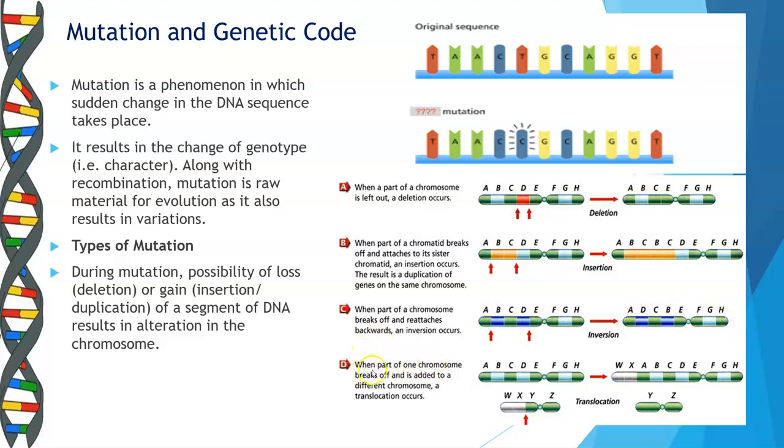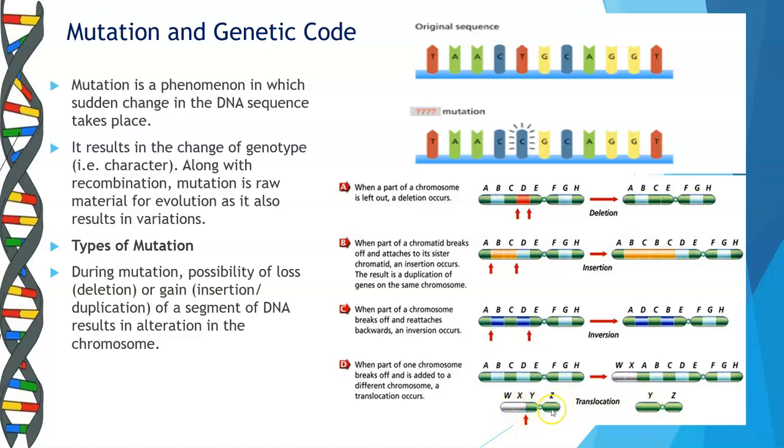The next type is when part of one chromosome breaks off and is added to a different chromosome. Now, till now, all the mutations that you have been looking at are happening on the same chromosome. Here, in this case, two different chromosomes are used. So, when a part of it breaks off and gets added to a different chromosome, that process is called translocation. See, you have the initial chromosome which has genes A to H, and you have another chromosome having genes W, X, Y, Z.